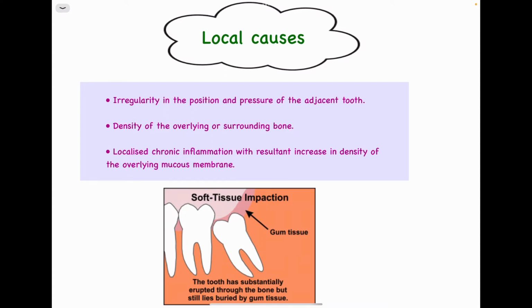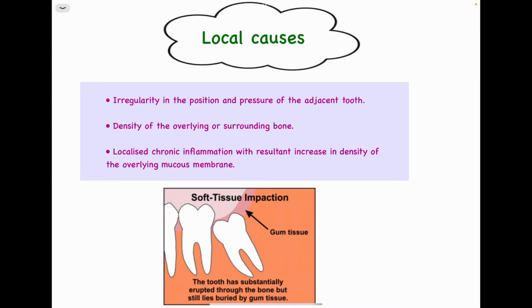So whenever we talk about an endocrinal cause, it will go into the systemic causes, whereas if we talk about it locally, then we can mention density of the bone as a local cause of tooth impaction. So our third cause is localized chronic inflammation, right?